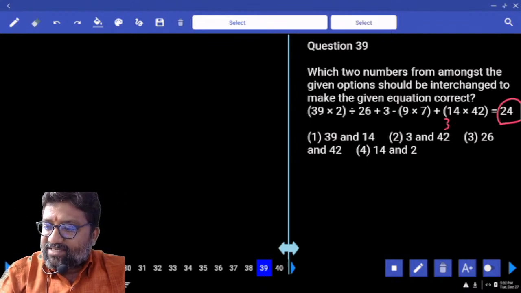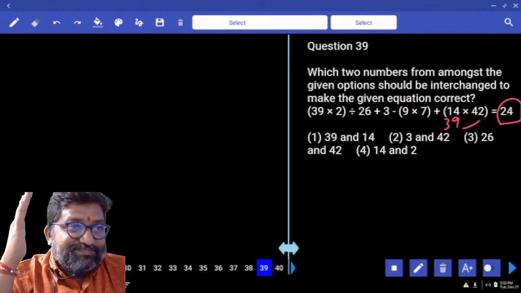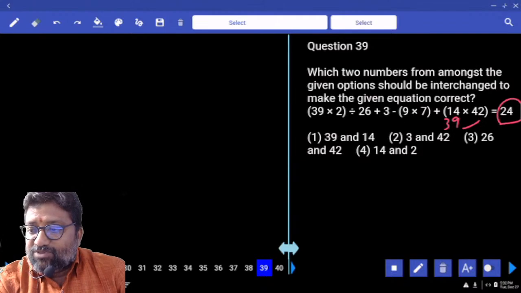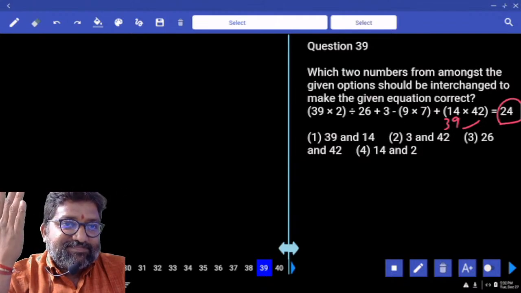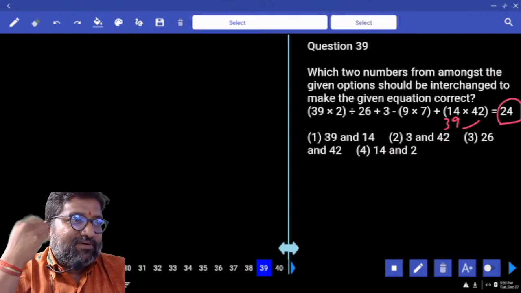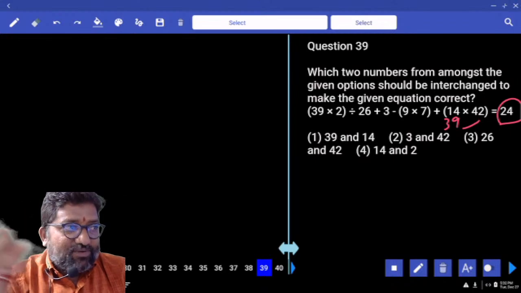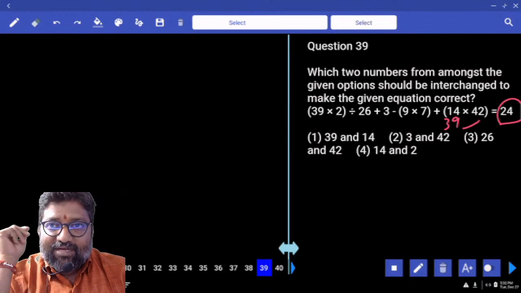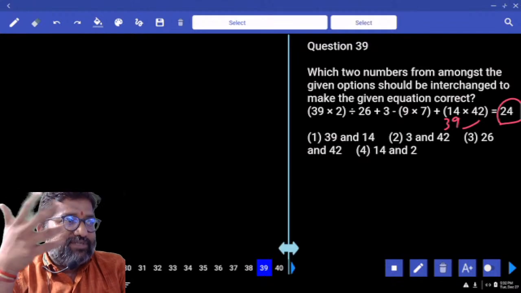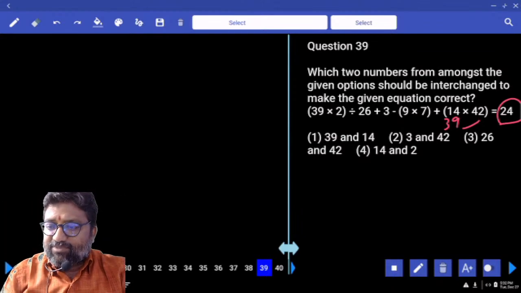39, 14 ఇంటర్చేంజ్ చేస్తే ఇక్కడ 39 పెట్టి ఇక్కడ 42తో మల్టిప్లై చేస్తే నీ వాల్యూ ఎక్కడికో వెళ్ళిపోతుంది, అవునా కాదా? ఆల్మోస్ట్ క్లోజ్ టు 1600. ఎస్ ఆర్ నో? నీకేమో ఆన్సర్ 24 కావాలి, అవసరమా? అంటే నేను గెస్ చేసే ప్రయత్నం చేస్తున్నాను. ఈ రెండు ఇంటర్చేంజ్ చేయటం వల్ల will I get answer in a faster way or will it take some more time? Because the value is very huge. So obviously there are less chances by interchanging these two numbers to get the answer.